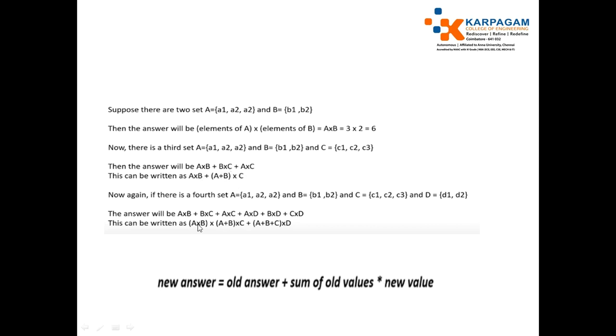The same can be applied here. You can see here A into B plus A plus B into C, which is already there in the previous one. This becomes my old answer here, plus the sum of old values, all those old values A plus B plus C, into my new value here, which is D. So I can relate it here: old answer plus sum of old values into new value gives my new answer. This property, or rather this relation, can be exploited for this particular problem to be solved.